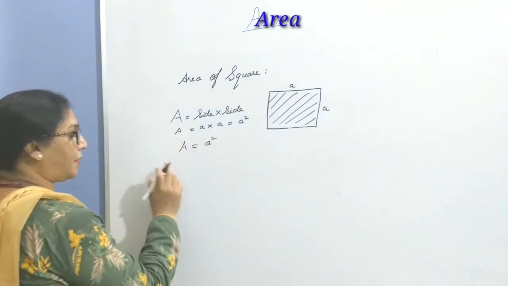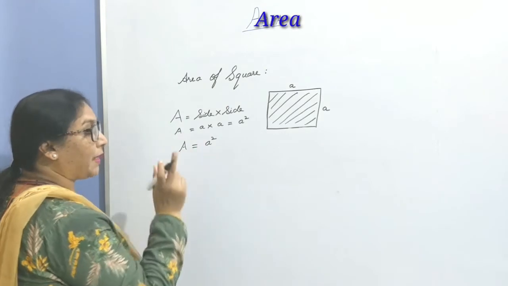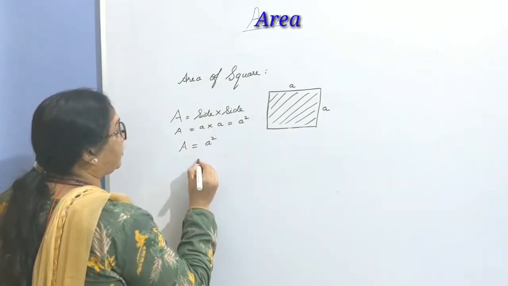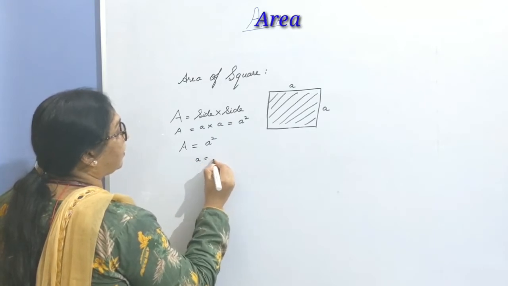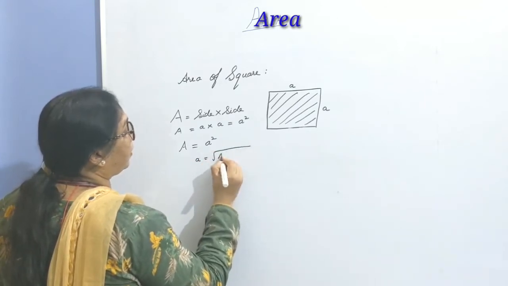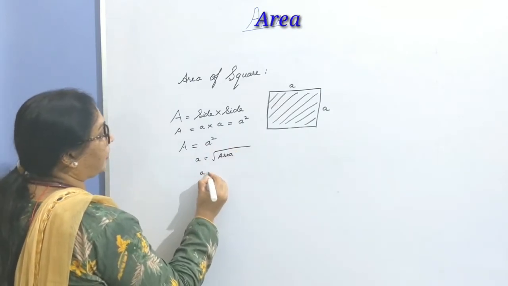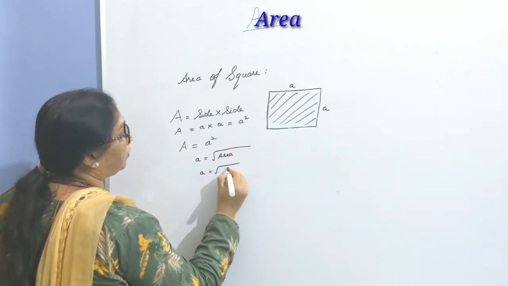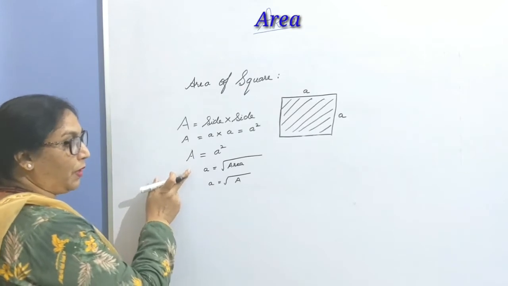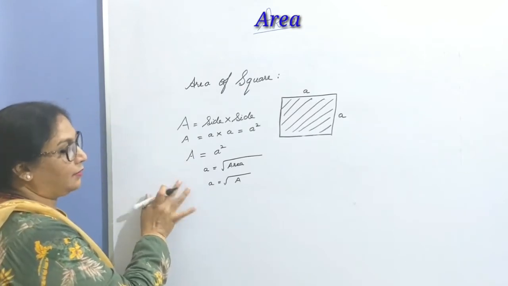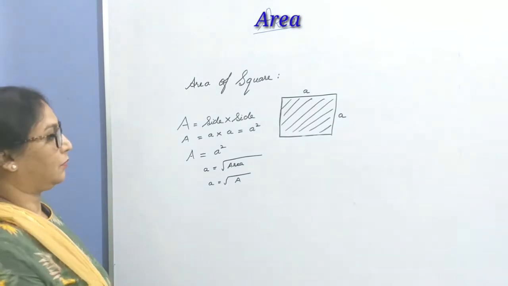From here we can derive the formula to obtain the length of each side. To find the length of each side, it is under root of area, and symbolically we can write it as a equals under root A. To make it more clear, I'll explain some questions and then hope it becomes easy.